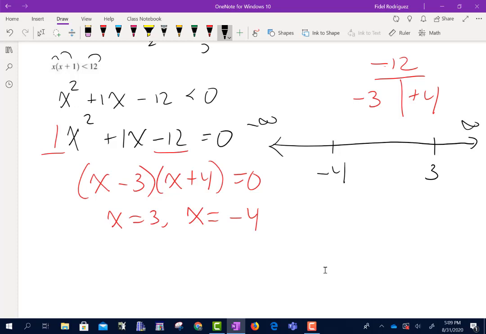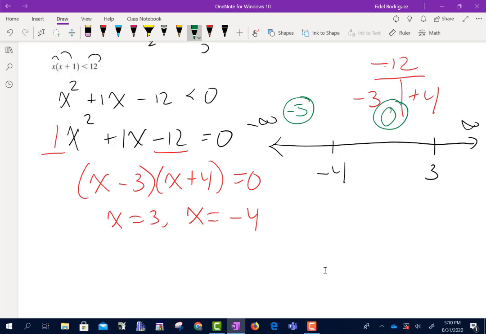Here's my negative infinity, here's my positive infinity. The two numbers that I'm going to put on my number line are, I'm going to first put negative 4 and then 3, because that's where they would fall on my number line, okay? Now, we're going to pick some what we call test numbers.